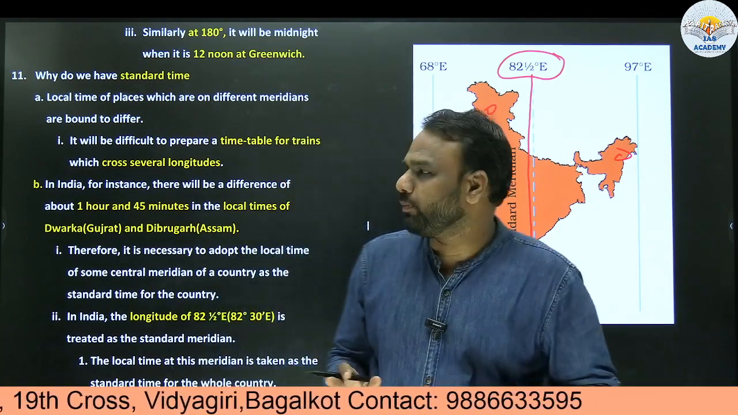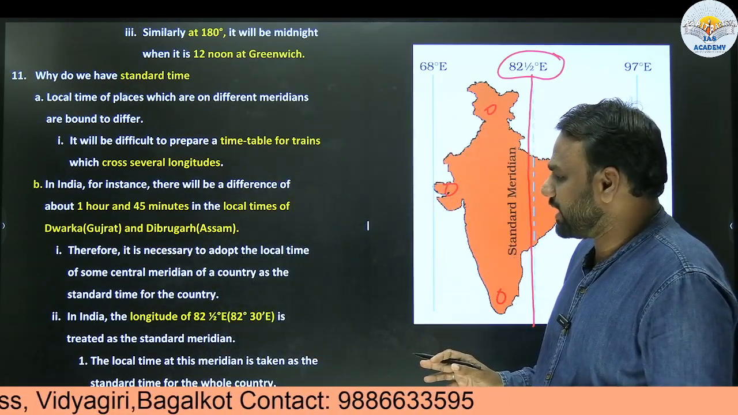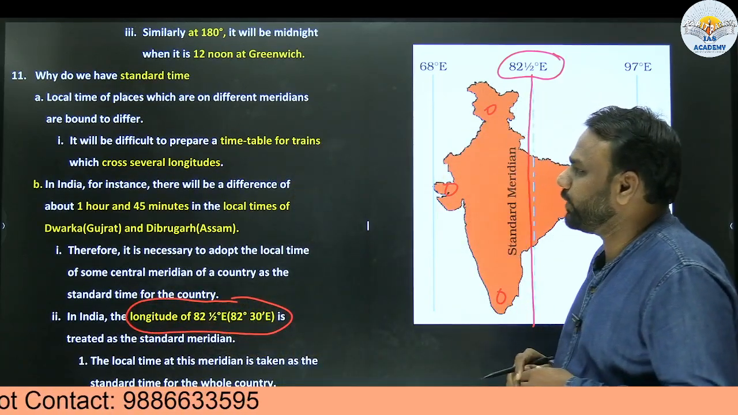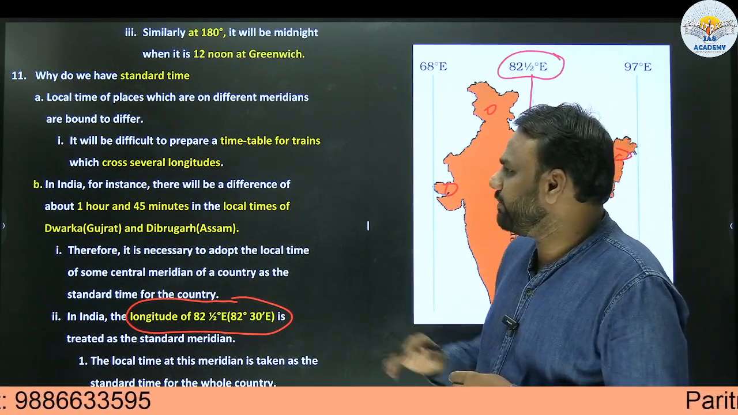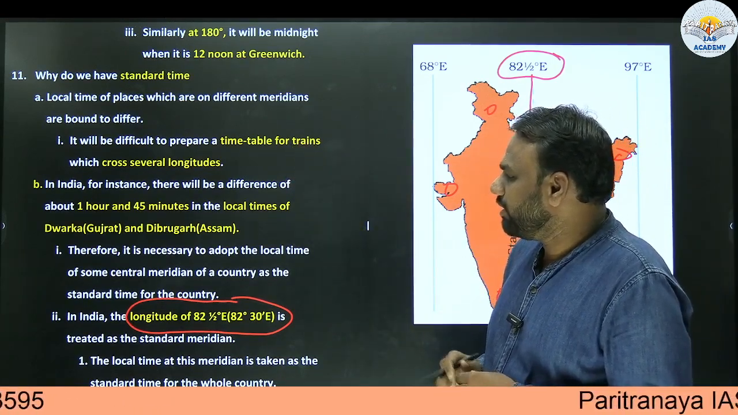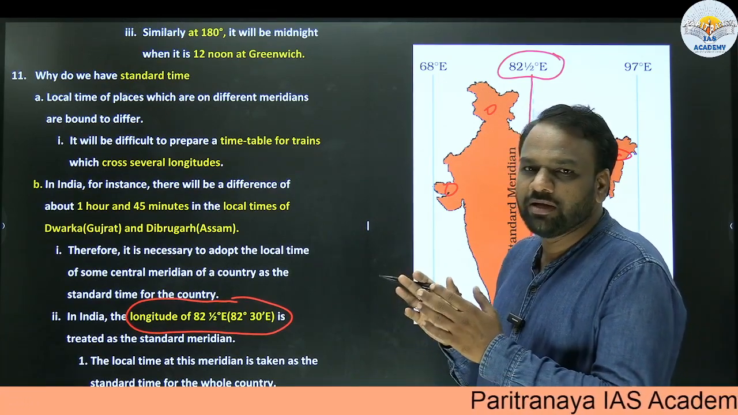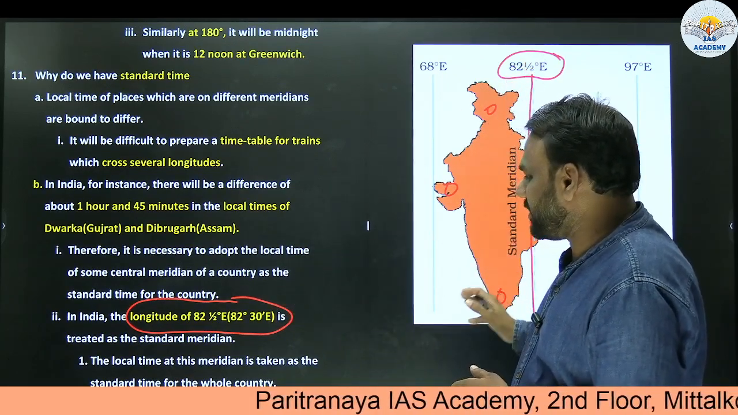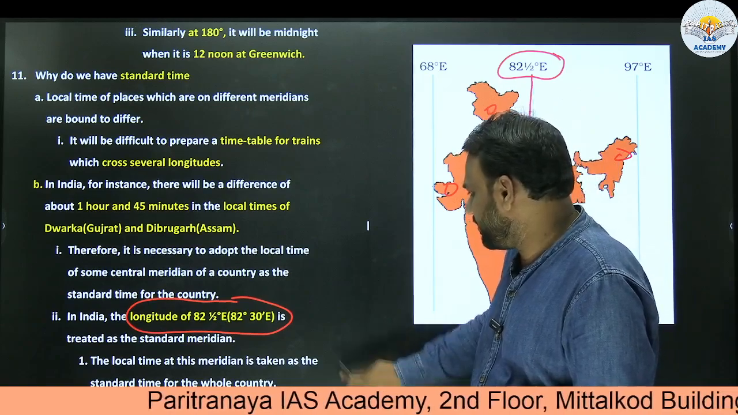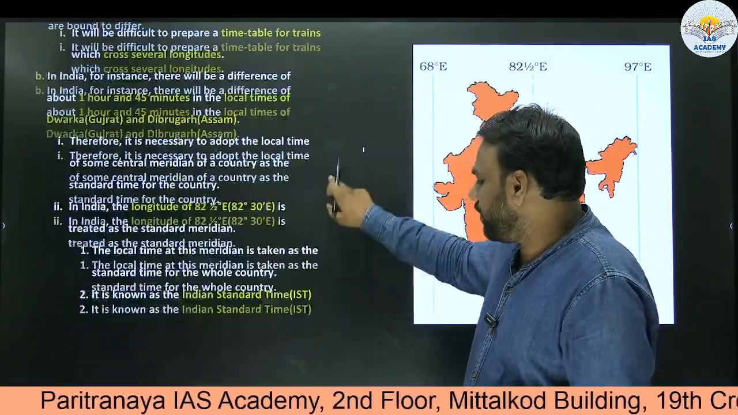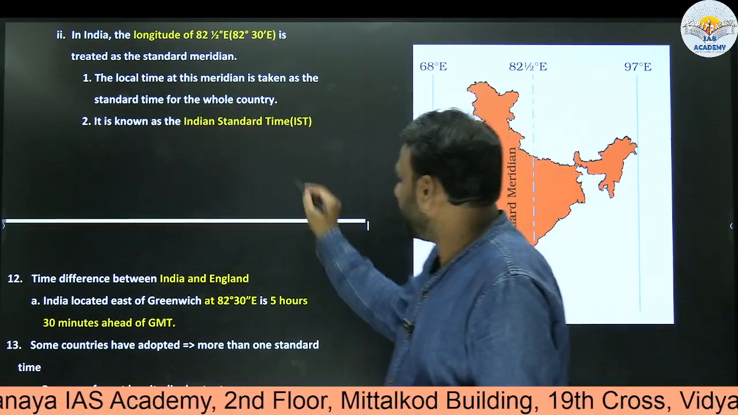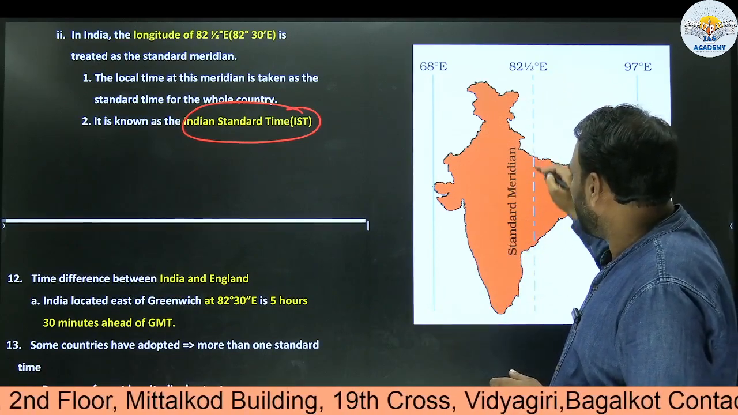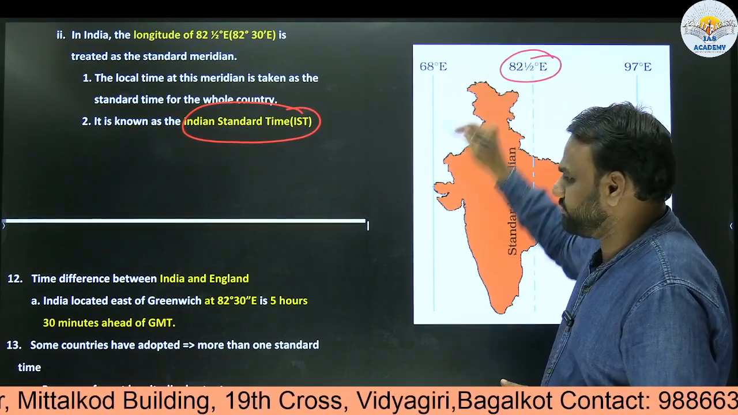So the important point to note here is, in India, which is the standard meridian? Longitude of 82.5 degree east. So why do we require a standard time? As we saw, in order to prepare timetables for trains and all which cross multiple longitudes, we need to have a standard time. So in order to avoid confusion, we have adopted the meridian which passes through 82.5 degree east as the standard meridian. Based upon this, the timings which we have fixed, we call Indian Standard Time. Indian Standard Time is fixed based on the meridian present at 82.5 degree east.